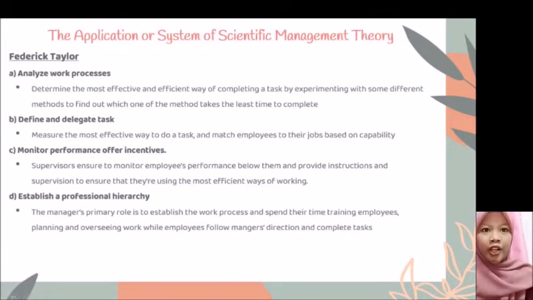Establish a professional hierarchy. The manager's primary role is to establish the work process and spend their time training employees, planning and overseeing the work, while employees follow the manager's direction and complete the task.